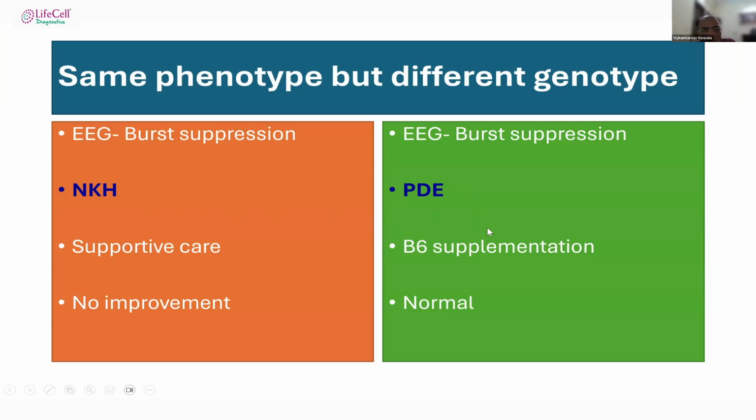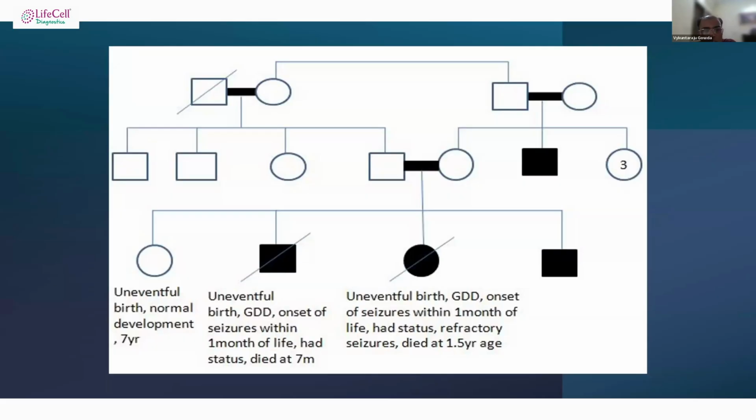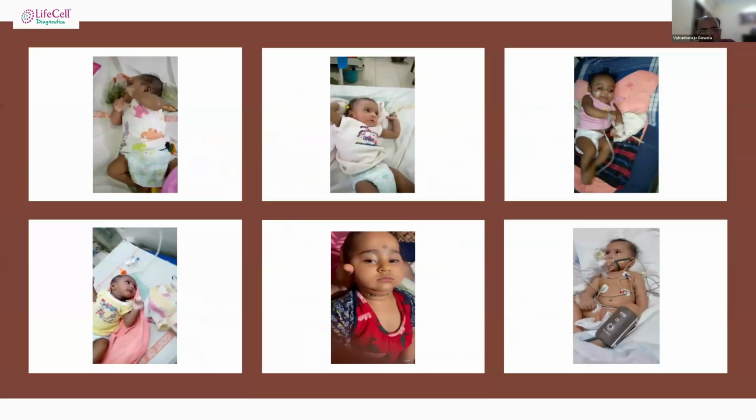As you know, PDE has a simple treatment that is easy to give, like pyridoxine, and they respond very well to pyridoxine. But NKH has a long-term prognosis that is not so good. So NGS, the exome sequence, played an important role in this group of disorders to diagnose exactly what is the cause of refractory epilepsy, especially in the early newborn period and also infancy.